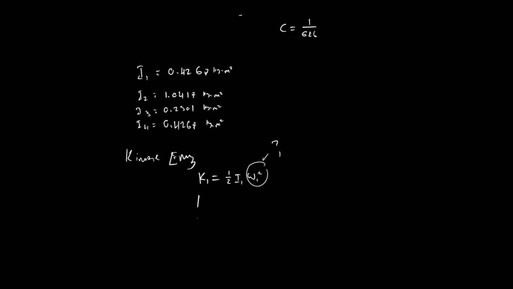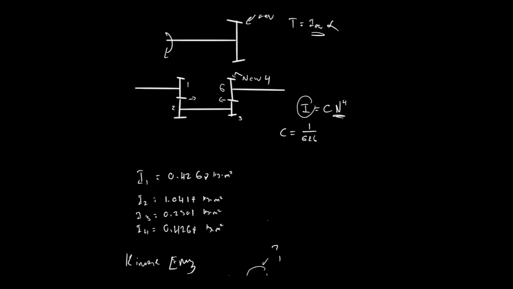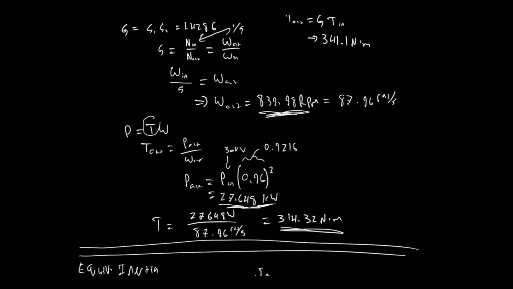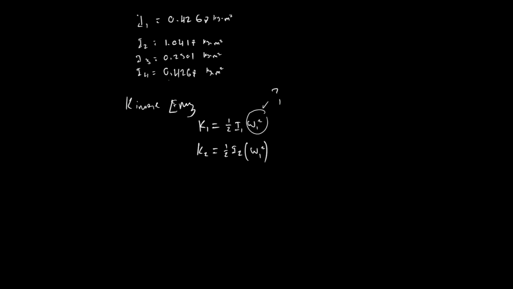For gear 2, 1/2 I2, obviously, but we want it in terms of gear 1, in terms of this omega 1 squared. Let's go back up here where we defined our gear ratio. We found our omega out by dividing our omega in by g, or in this case omega 1 would be divided by g. So let's divide our omega 1 by g. But it's squared, so we have to do 1 over g squared.